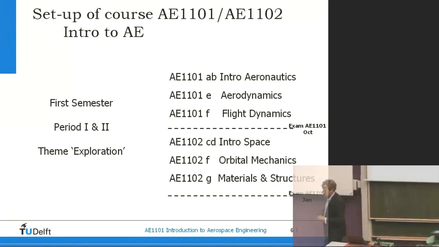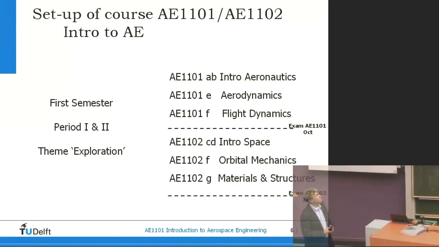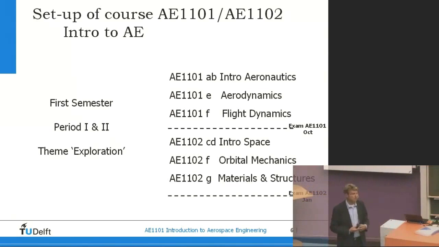The setup of the course: you have Introduction to Aerospace Engineering 1 and 2. 1 is aeronautics, so you get the introduction to aeronautics, aerodynamics, and some flight dynamics about the performance of aircraft. Then you get an exam in October. And then in the second period, we have the space module that starts off with the overview of space. Then a bit of orbital mechanics, and then also in the second period is the module Materials and Structures, which is identical for space and aeronautics.